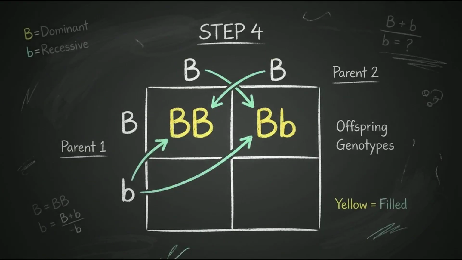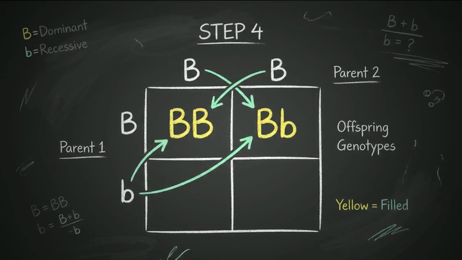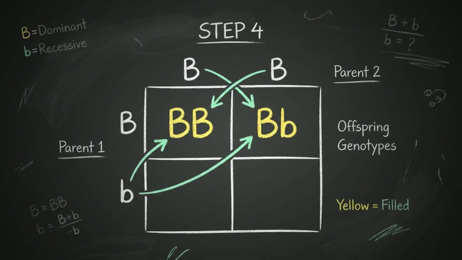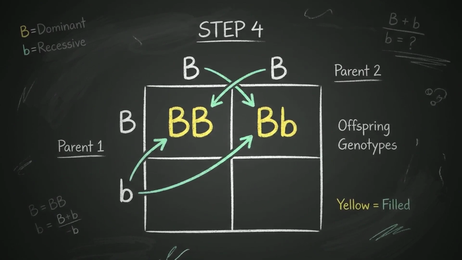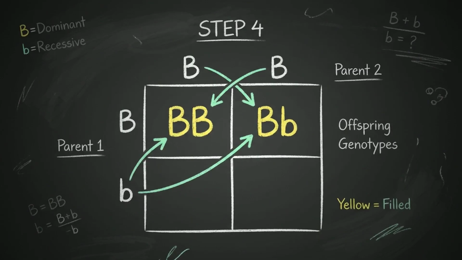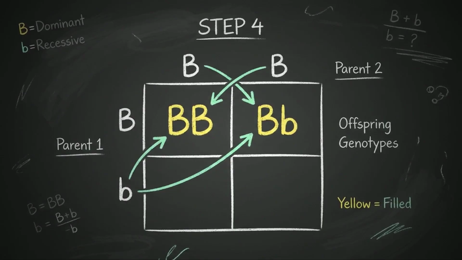Step 4. Fill in all 4 boxes. Each box receives 1 letter from its column combined with 1 letter from its row. Top left box, B from the top, B from the side. That box contains BB. Top right box, b from the top, B from the side. That box contains Bb.